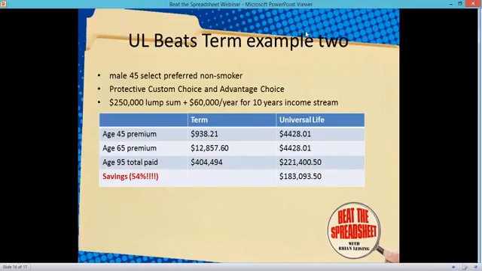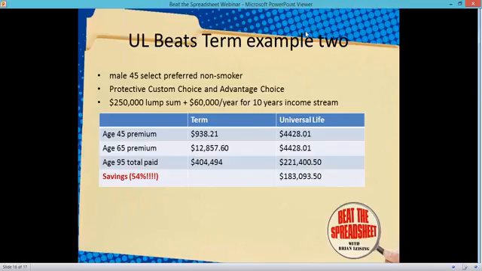So we're going to give them a $250,000 lump sum plus a $60,000 a year income stream for 10 years. Now, we can run that as a 20-year term policy, or technically a 20-year UL, and that's going to cost our client $938 a year, but it's not too bad. But what happens 20 years down the road, and I get this all the time.